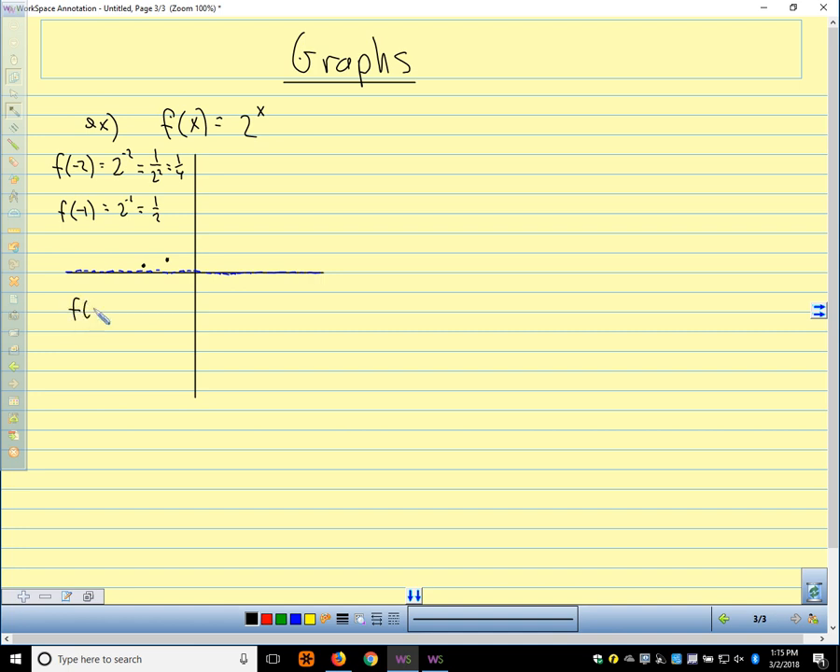Going to go down here. F of 0 is 2 to the 0. It's 1. Our exponential function is always going to go through that point if it's not shifted. F of 1 is 2 to the 1, which is 2. And f of 2 is 2 squared, which is 4. So that goes up a little steeper. So the graph of our function looks like that.